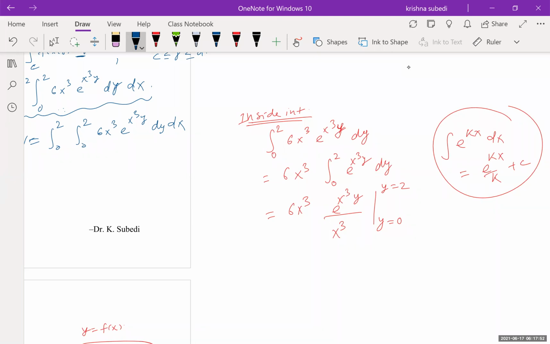Now you can cancel this x cubed and x cubed, so that what you get here is 6 and substitute the value. So e raised to the power x cubed y, with y being 2, so you can write 2x cubed, minus e raised to the power 0. So that's going to give me 6 (e^(2x cubed) minus 1). That's it.